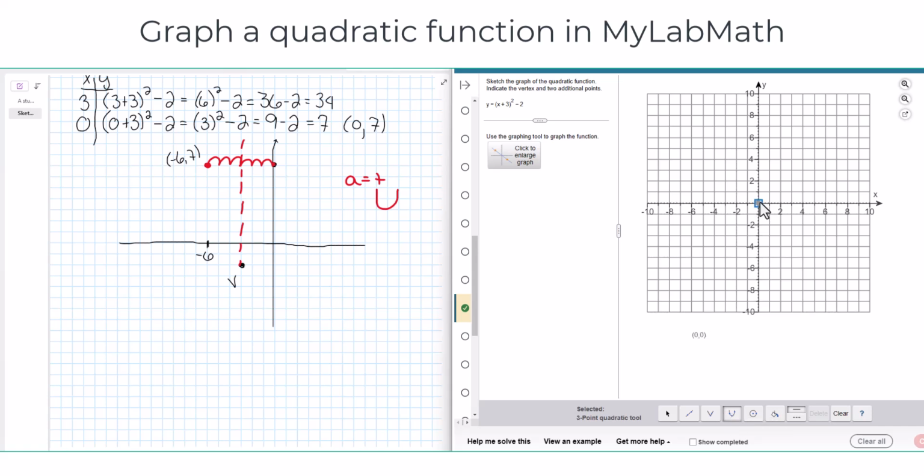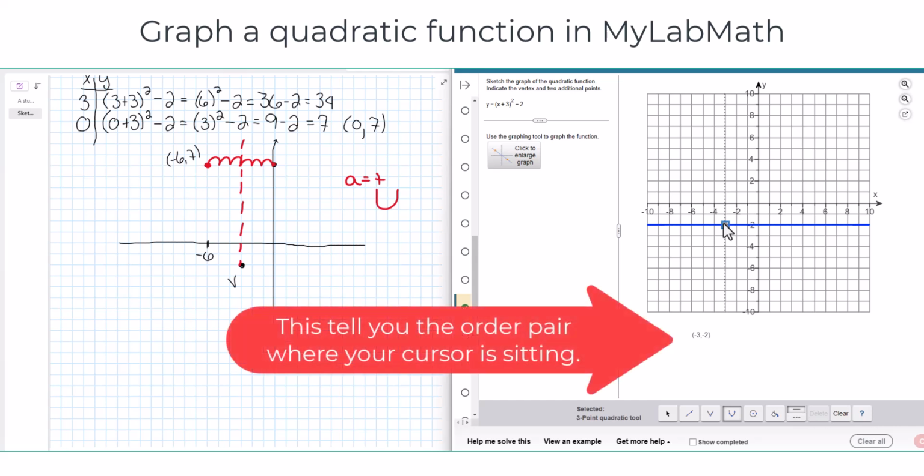So the first thing I'm going to graph is my vertex. So we're going to go to negative 3, negative 2, and click. All right. Now what we're going to do is we're going to graph 0, 7. I'm not going to click anything. I'm just going to move my mouse, and I'm going to go up to 0, 7. Cool. Now we need our third point.